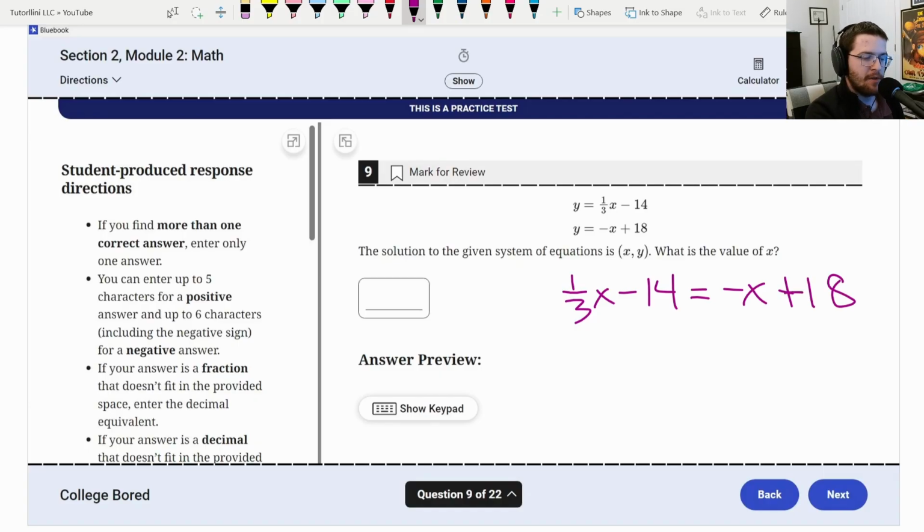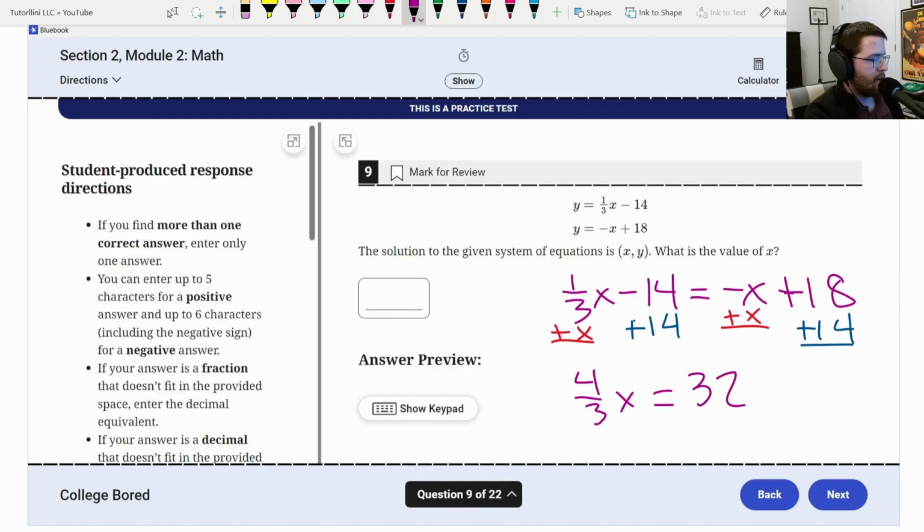All right, so I'm going to get the x's all to one side and the numbers all to the other side. So I'll add x to both sides, and at the same time I will move this 14 to the other side, so I will add 14 to both sides. So 1x plus 1/3 x is 4/3 x. You could clear the denominator at the beginning if you want, but maybe a little bit of wasted time for such a short question. And then 18 plus 14 is 32. If I divide both sides by 4/3, I get x is equal to 24.